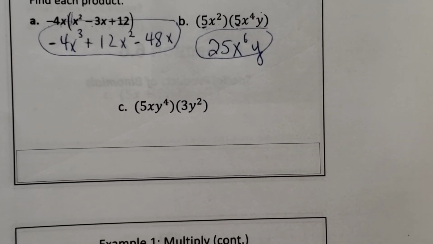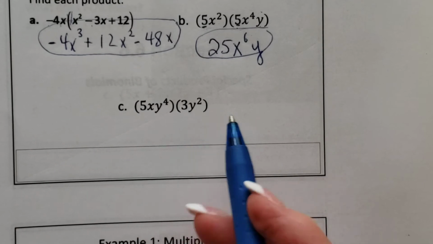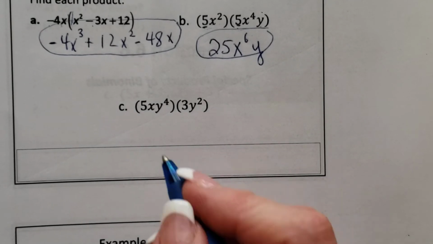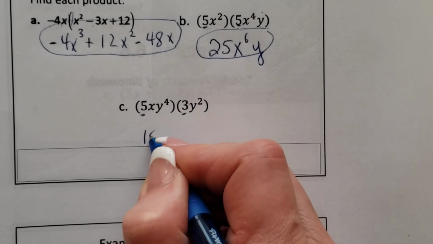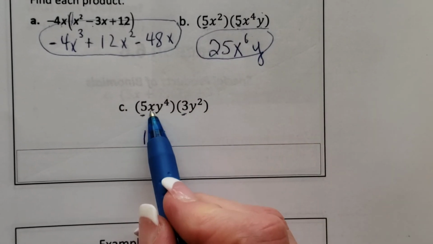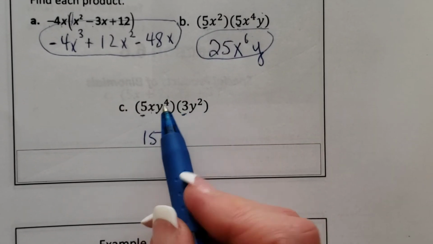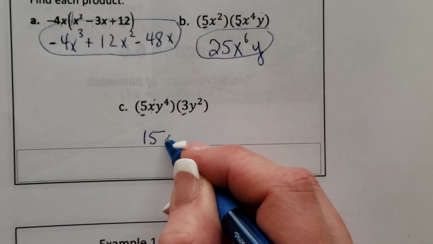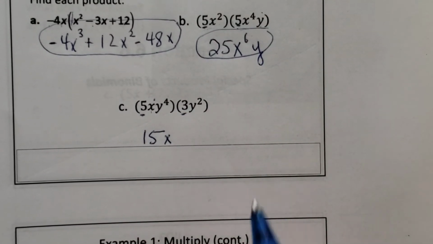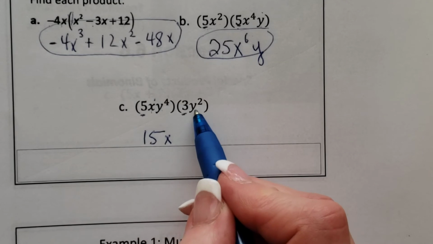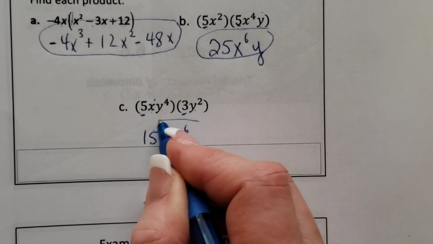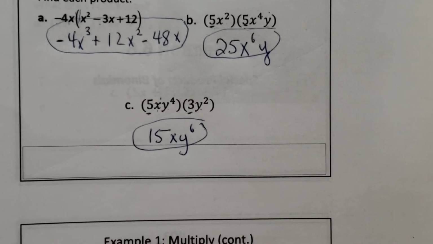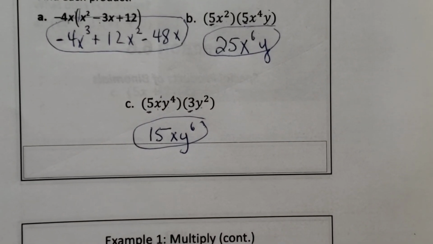Letter C, I have a monomial times a monomial. I'm going to multiply my coefficients. 5 times 3 is 15. X, there's no x's to multiply by, so I have x to the first power as part of my answer. And then I can multiply y times y to the fourth times y to the second, add those exponents, and I get y to the sixth. And that's my final answer, which is just one term.